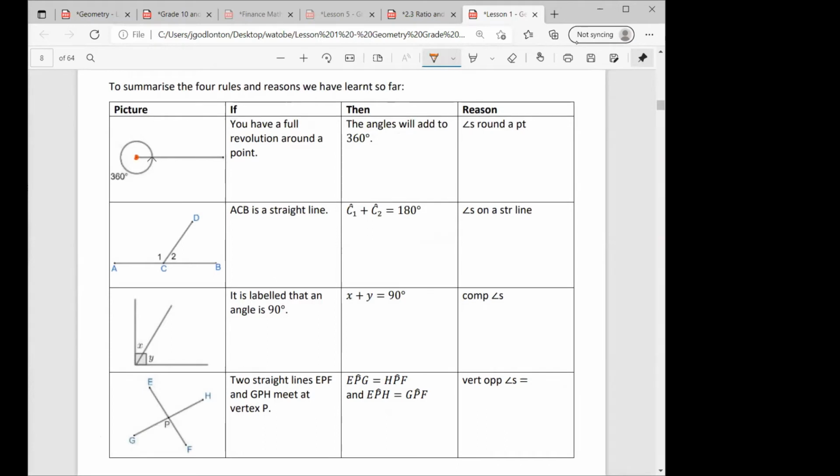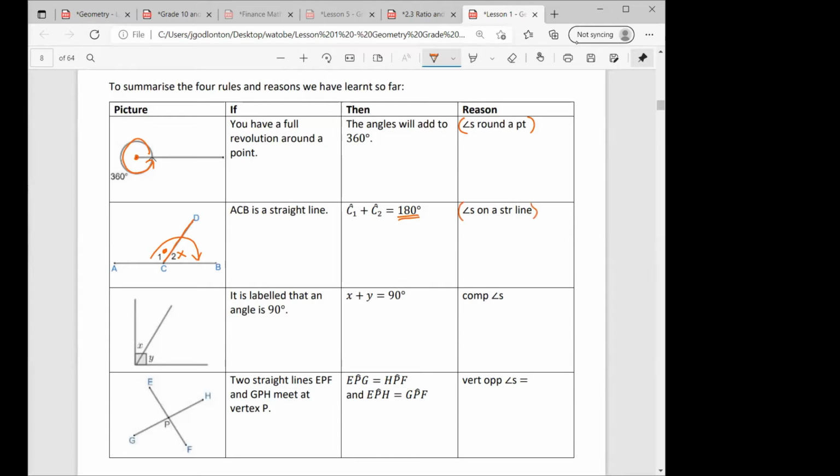First, if I have a point, all of my angles around that point have to equal 360 degrees. And the reason we use for that is angles around a point. Second one, if we have 2 adjacent angles, adjacent means they're next to each other, which means they share an arm. Those 2 angles together have to equal 180 degrees. And the reason there is angles on a straight line.